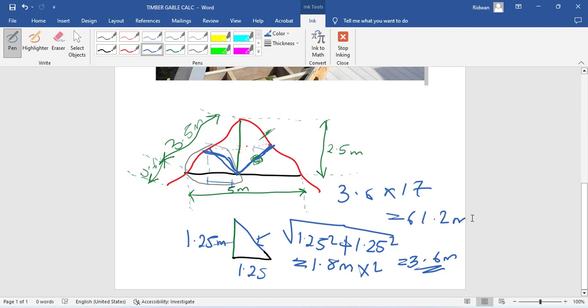If the total length is 61.2 meter, we still have to divide that by 3.6 meter so that we can know the number. So 61.2 meter divided by 3.6 meter will still give us the same thing, which is 17. So we need 17 standard 3.6 meter length timber to achieve all of the diagonal struts in this roof truss. So this is how you are going to calculate your struts.